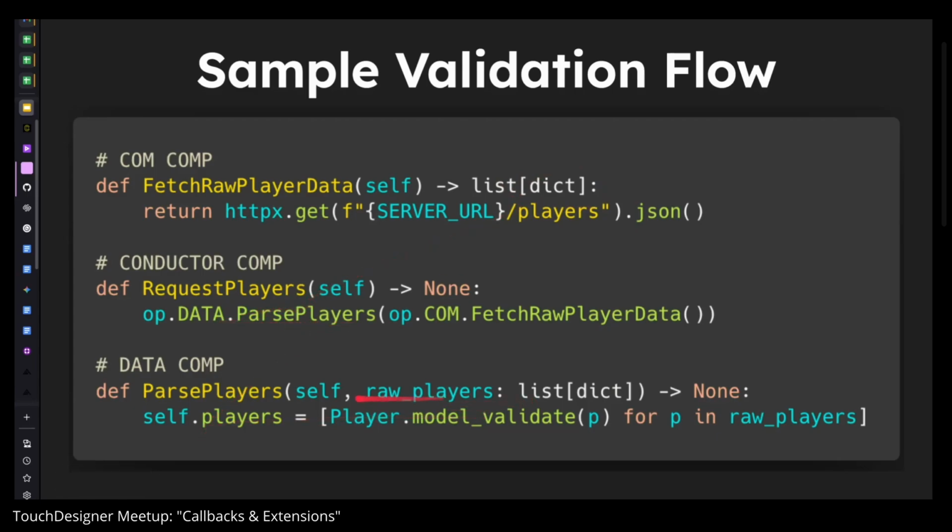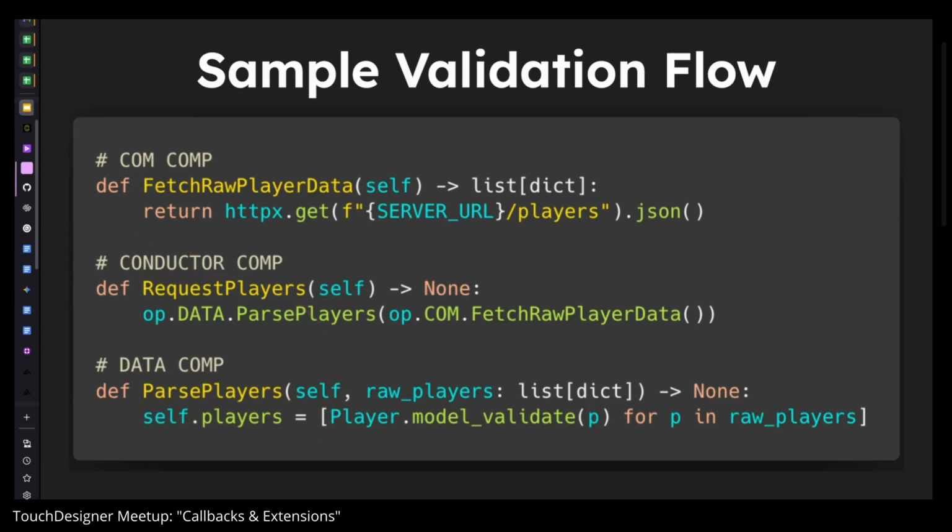Parse players accepts the raw players as a list of dictionaries, and then it does this list comprehension. All it does is, on the player class, call model_validate. This is built into Pydantic. It does that for every JSON dictionary, for every object in that raw players list. And what it's going to send back is a list of players, and that's what's going to come out here in self.players. That's it. Our stuff is validated, done.